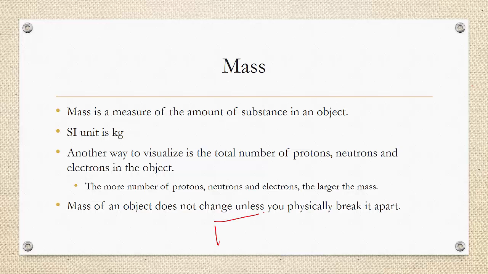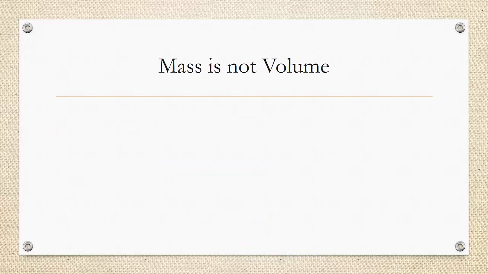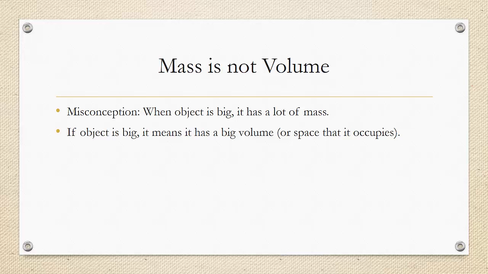So if you have an object that is 2 kilo and you split it in half, this would contain 1 kilo and this would contain 1 kilo. One thing to note is that mass is not volume. A misconception is that when an object is big, it has a lot of mass. If the object is big, it only means that it has a big volume or it occupies a lot of space. Space occupied does not necessarily mean that there is more substance.